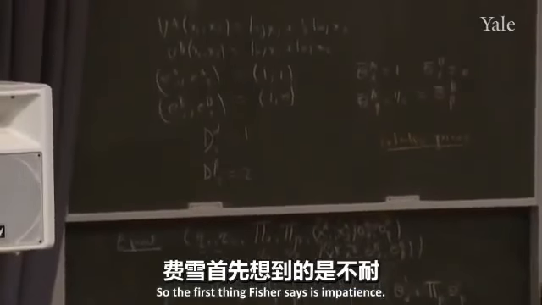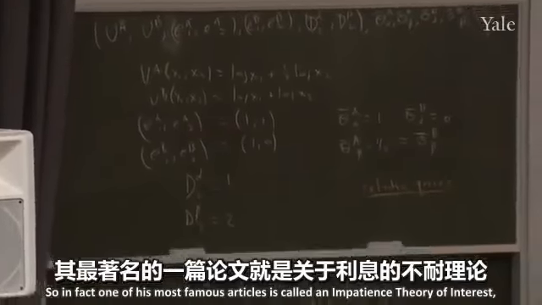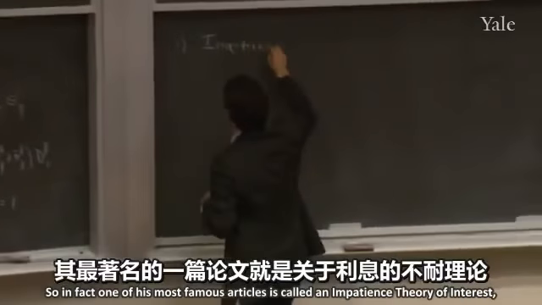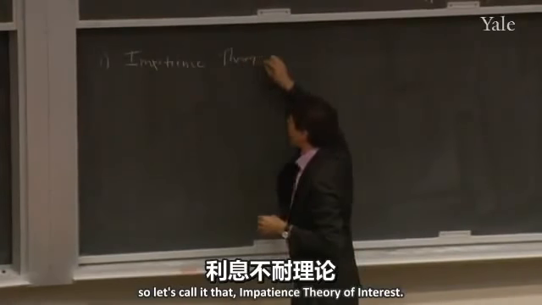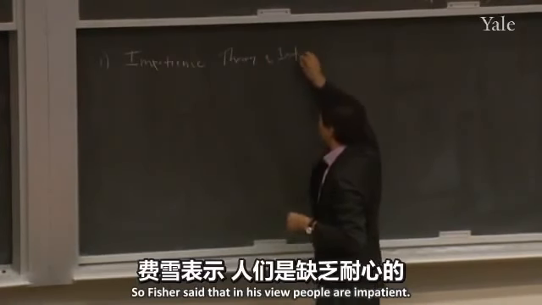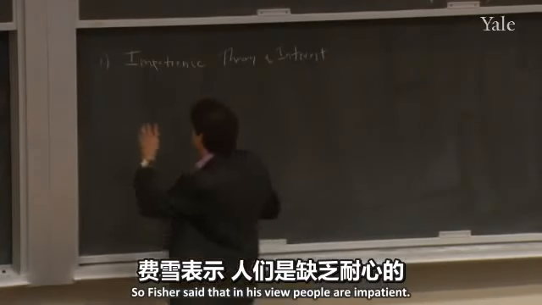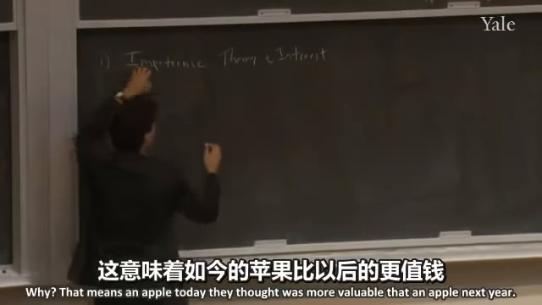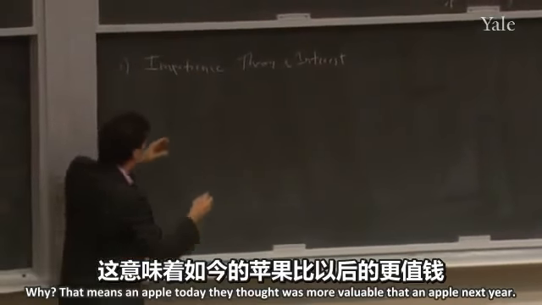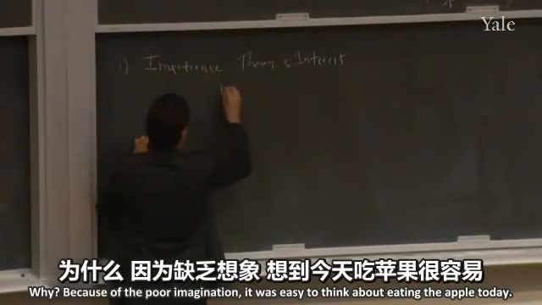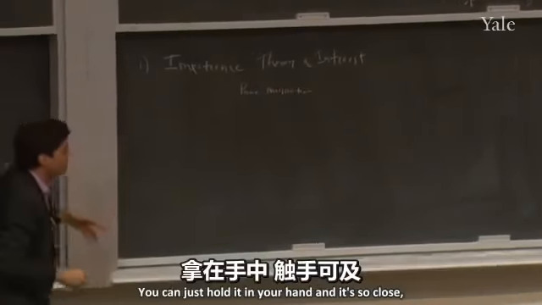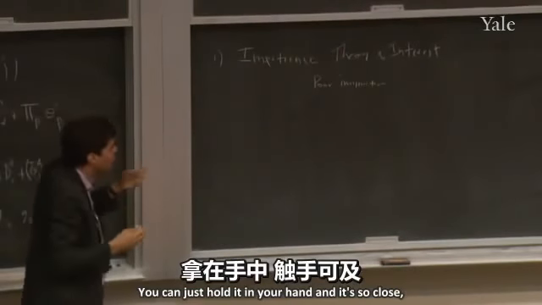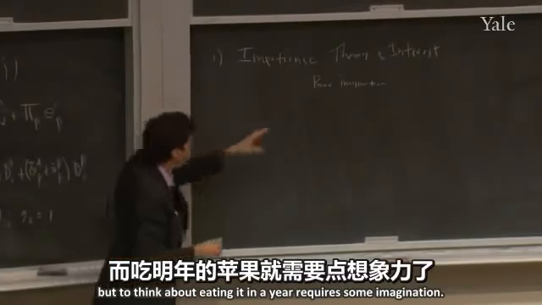The first thing Fisher says is impatience. In fact, one of his most famous articles is called An Impatience Theory of Interest. So Fisher said that in his view, people are impatient. That means an apple today was more valuable to them than an apple next year. Why? Because of poor imagination. It was easy to think about eating the apple today. You can just hold it in your hand and it's so close. But to think about eating it in a year requires some imagination.